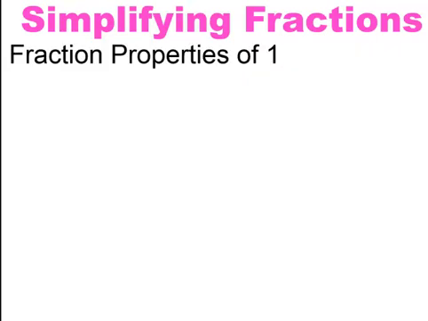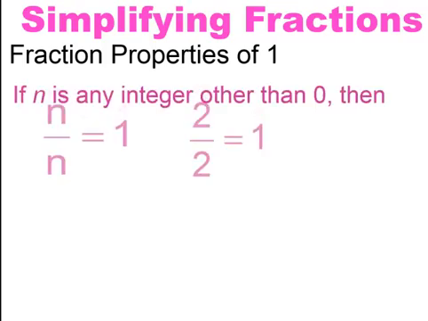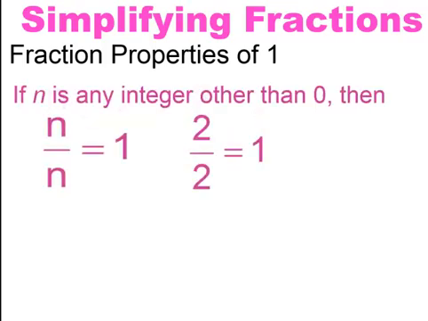The fraction property of 1. When we have some number n, an integer other than 0, and we have n being divided by n, or n over n, it equals 1. So you see here we have 2 over 2. Well, 2 divides into 2 once, so we end up equaling 1.